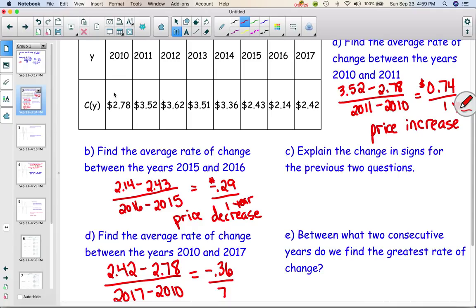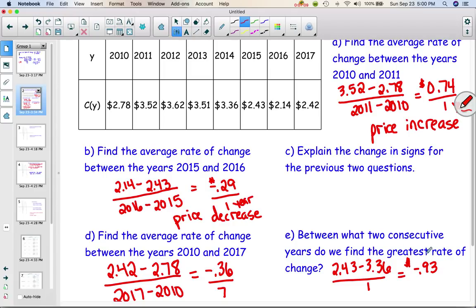We have a jump between 2010 and 2011. We already calculated that one, was a 74-cent increase in that 1 year. But if you notice another jump between 2014 and 2015, we see a decrease. So let's calculate that one. If we take 243 minus 336, and we know it's just a 1-year change because I said consecutive years. So if you do this one, you're going to see a difference of 93 cents. So there was actually a 93-cent decrease between those 2 consecutive years.